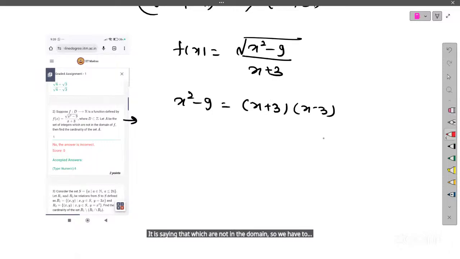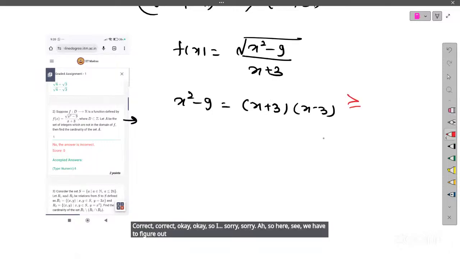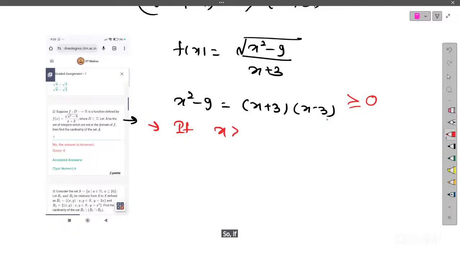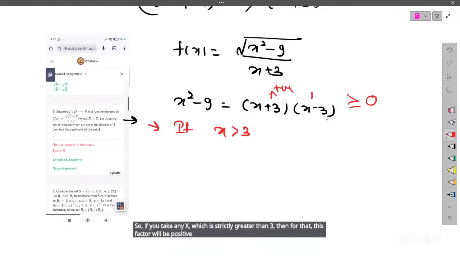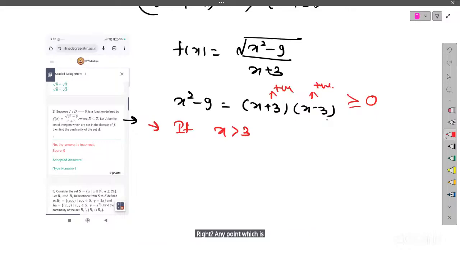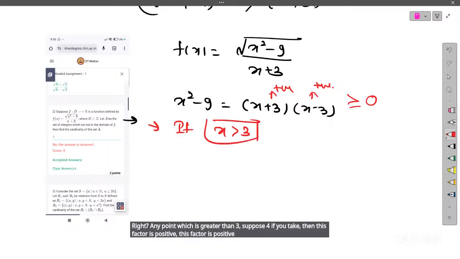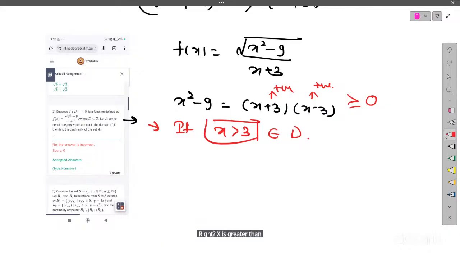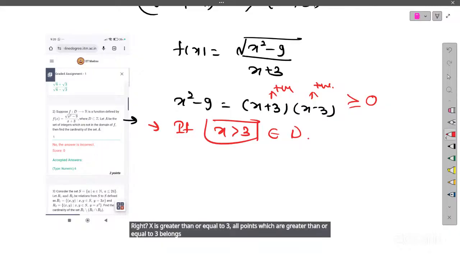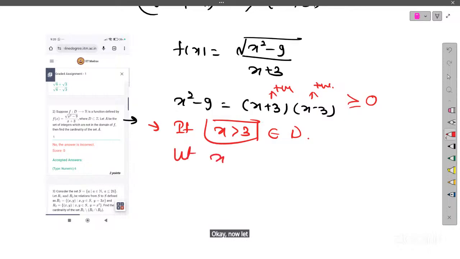So here, we have to figure out at which points this particular expression is greater than or equal to 0. Let's compute one by one. If you take any x strictly greater than 3, then this factor will be positive and this factor will also be positive, right? Suppose 4, then both factors are positive. So that means it belongs to the domain. All points greater than 3 belong to the domain. Now what happens at x equals 3?